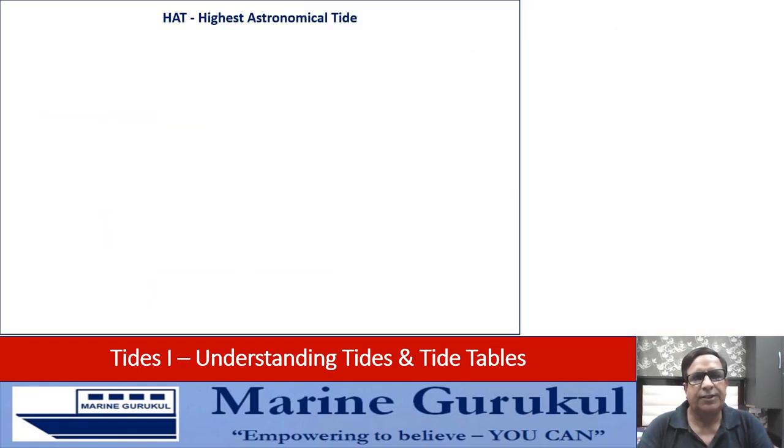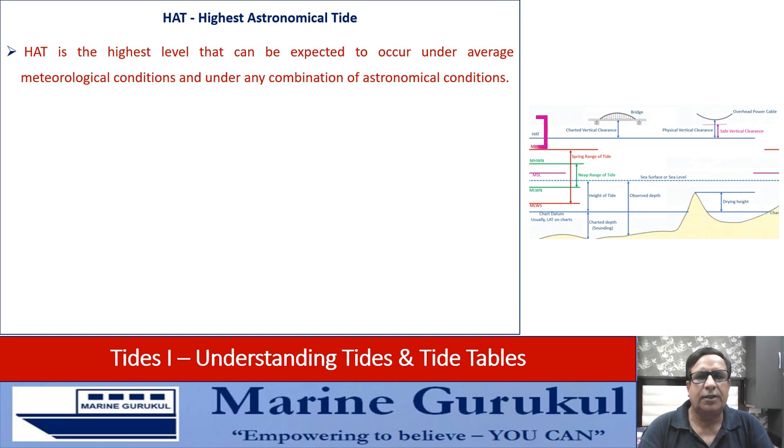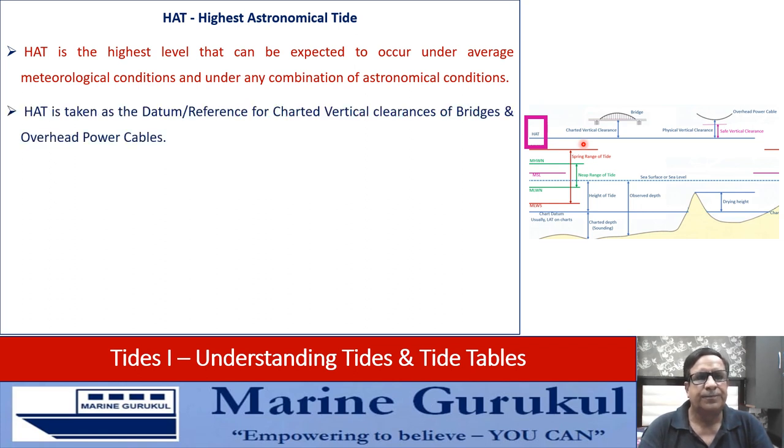HAT, highest astronomical tide. We started our discussion with LAT. Now we have come to its counterpart, the HAT. HAT is the highest level that can be expected to occur under average meteorological conditions and under any combination of astronomical conditions. You can see in this diagram, HAT level having been inserted. We'll see it in our bigger diagram and shall insert it there as well.